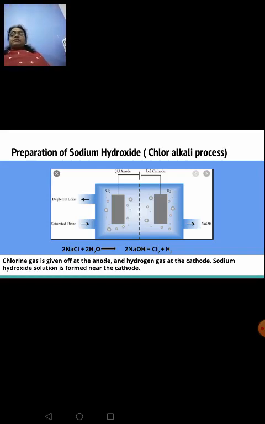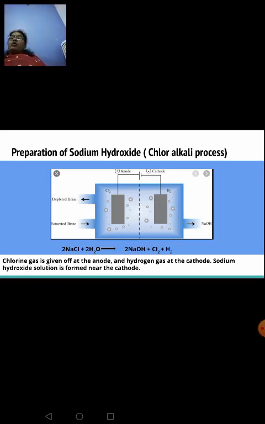And this sodium hydroxide is also formed near the cathode region. And this process by which we prepare sodium hydroxide by taking a brine solution is called the chloralkali process, because we obtain an alkali, that is sodium hydroxide, and chlorine, right?